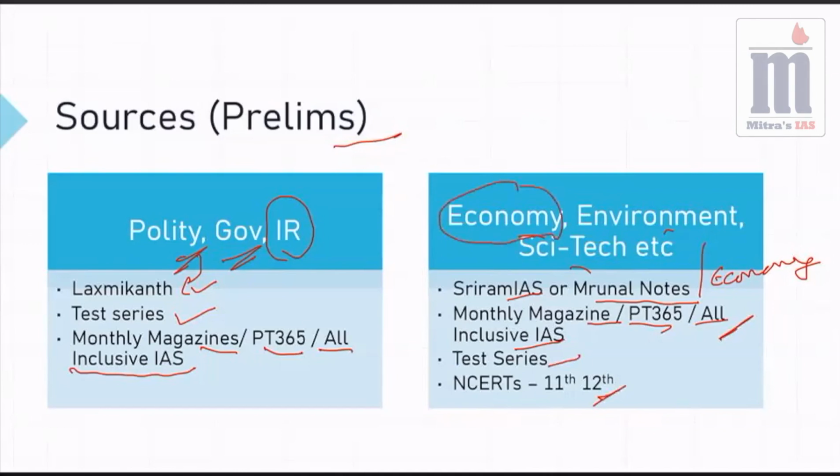For environment, you can refer to Shankar IAS notes. I'm telling you only the notes, okay? I have not taken their coaching. I have referred to their notes, which are available in the market. For science and tech, current affairs should be enough if you have some science background. If you are not from a science background, you may consider reading NCERTs for science and tech from 8th or 9th class onwards.